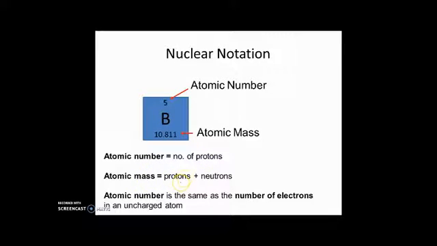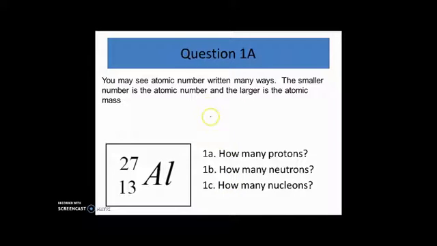So atomic number is the number of protons. Atomic mass is the protons plus the neutrons. Leave out the electrons because the electrons are so small. And then the atomic number also would be the number of electrons that this boron would bring in if it was uncharged. So let's take a look at this question.